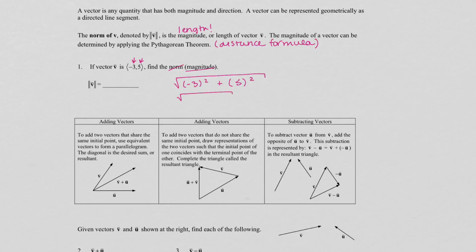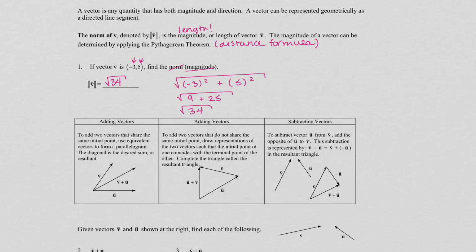So this is the square root of 9 plus 25. Remember that negative numbers squared are positive, which gives the square root of 34. And so the magnitude of vector v is the square root of 34.